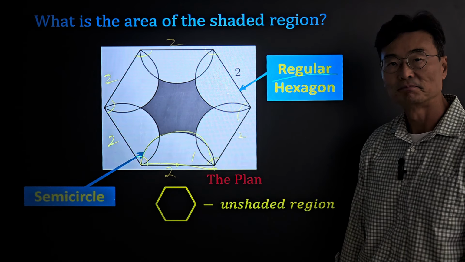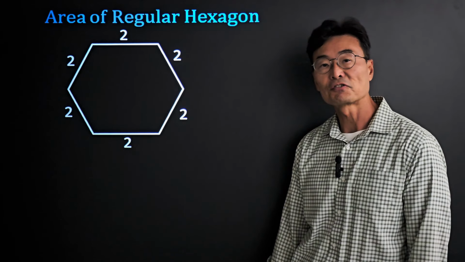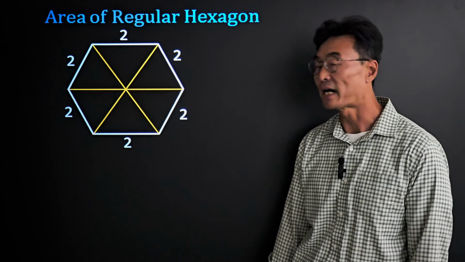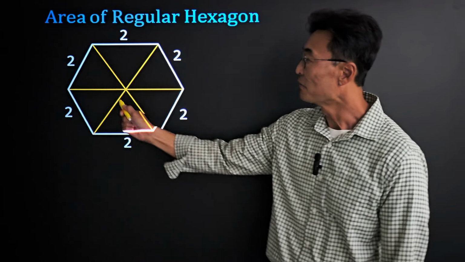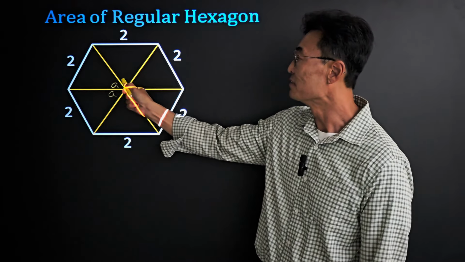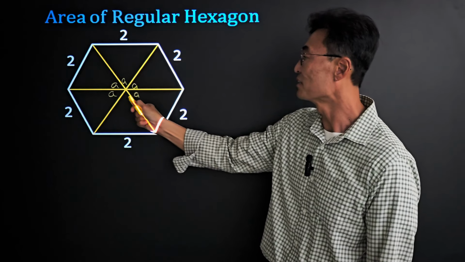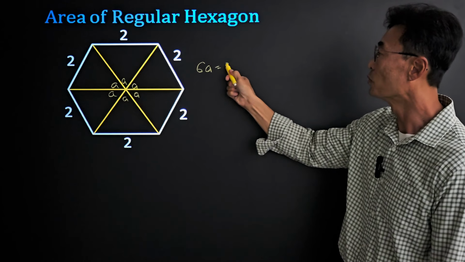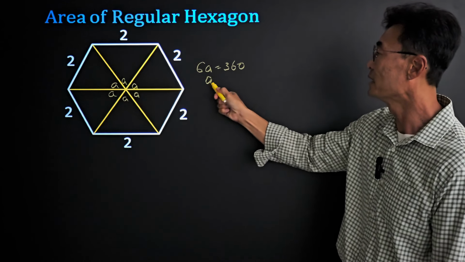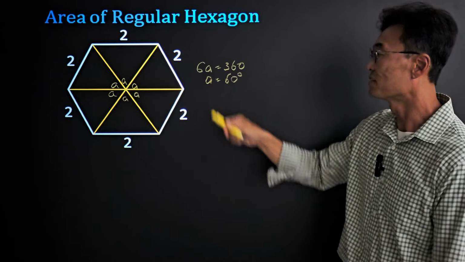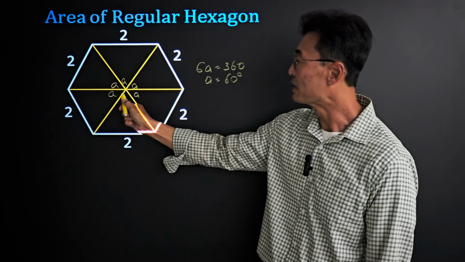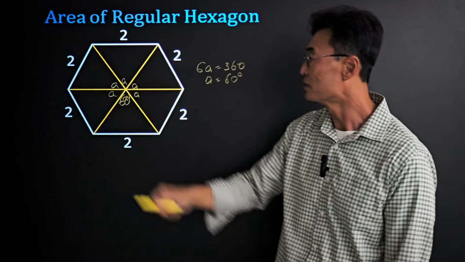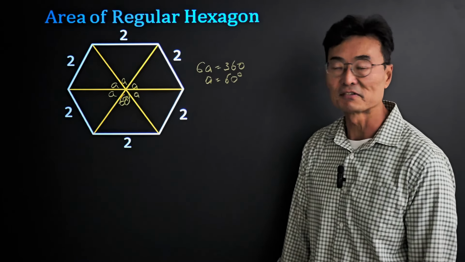Let's get to work. To find the area of the hexagon, first thing we want to do is draw the diagonals. Next, if we label each of these central angles of the 6 triangles A, then we have 6A equals 360, or A equals 60 degrees. So that we know that one of these central angles, or this one right here, for example, is 60 degrees.